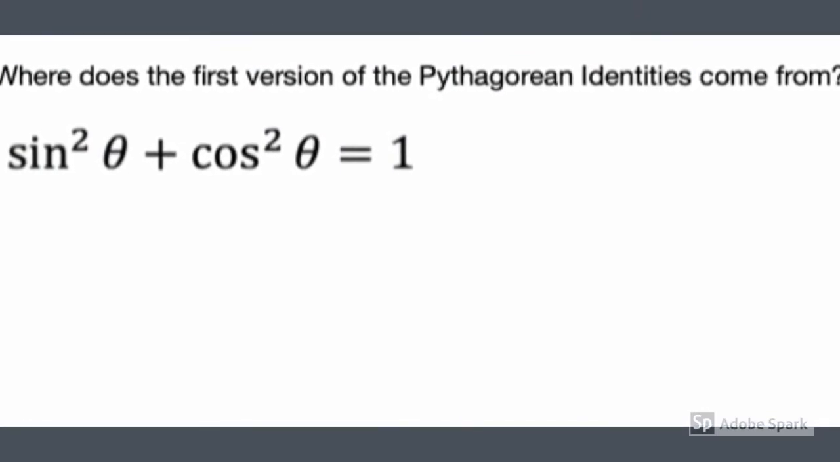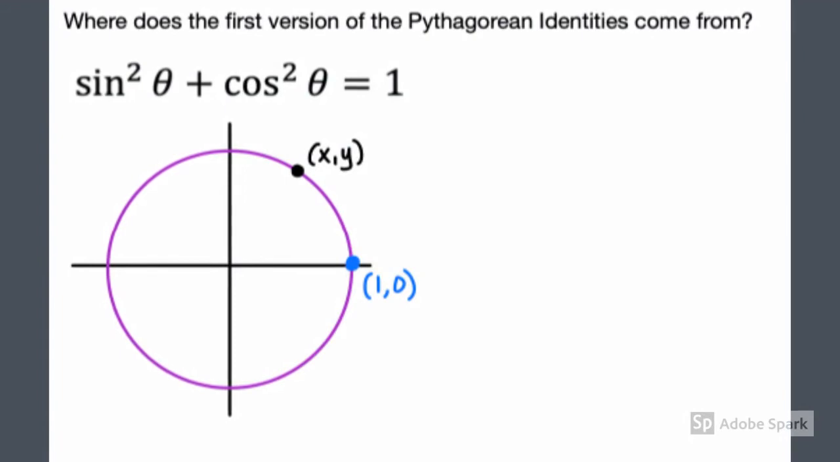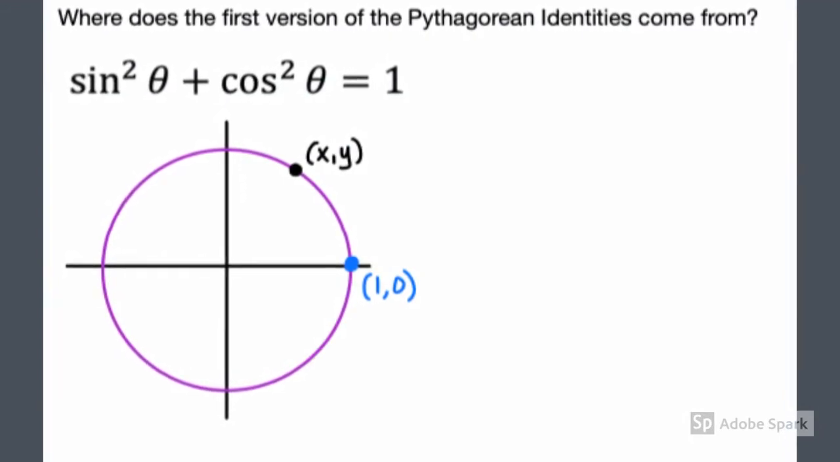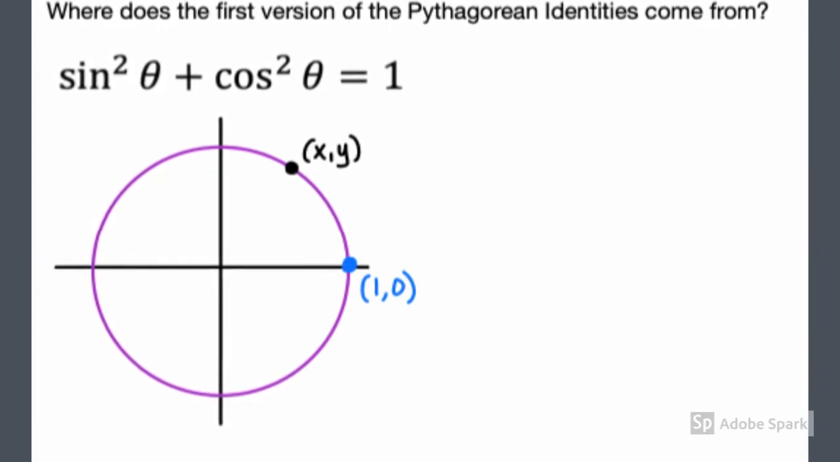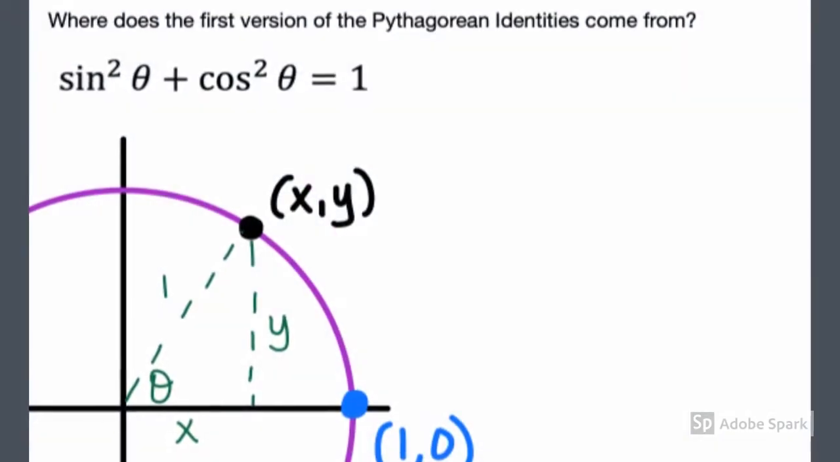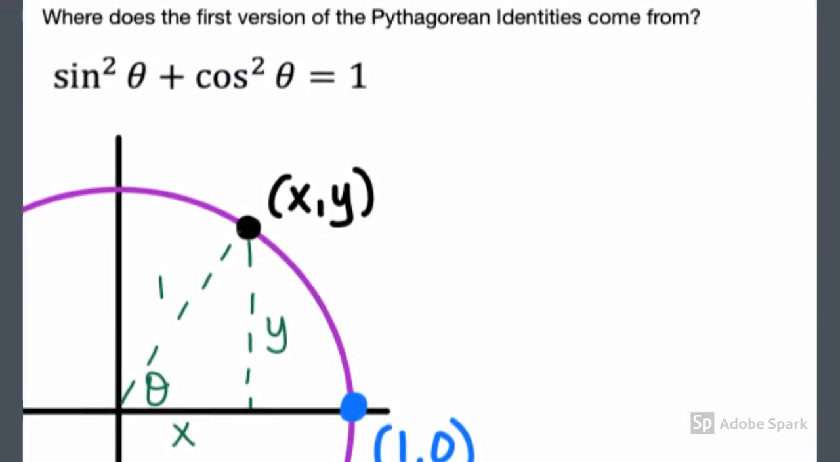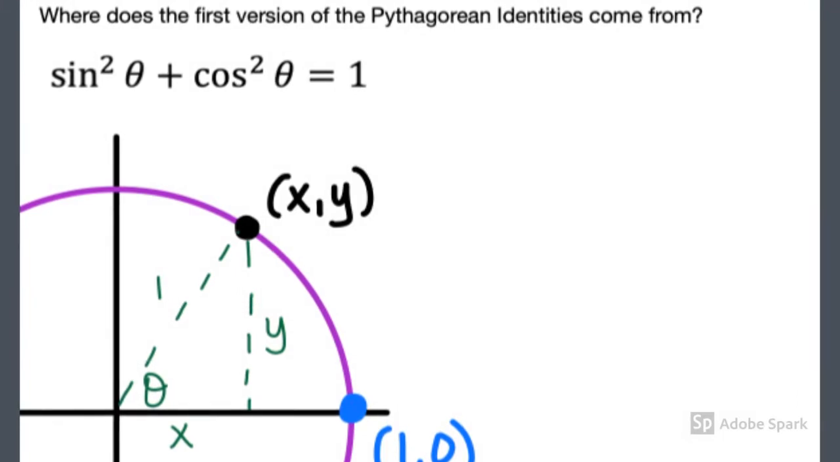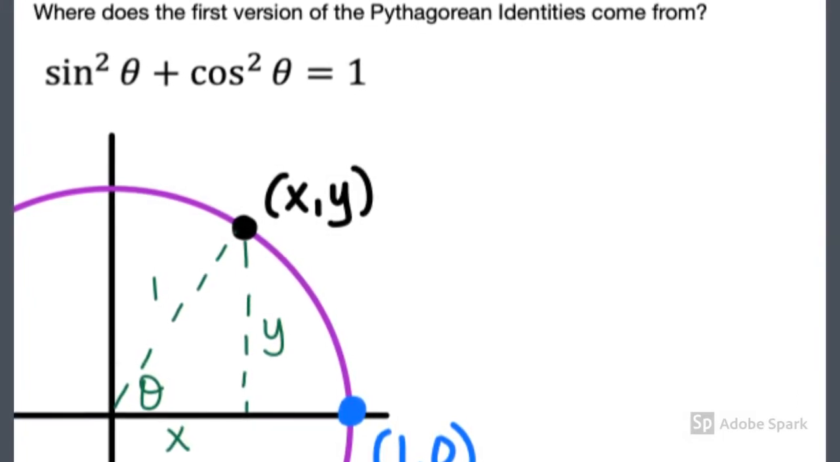Now, where does this Pythagorean identity come from? To figure this out, we're going to imagine a circle with a radius of 1, or a unit circle, and a point called xy drawn anywhere on the circle. I drew it in the first quadrant, but it doesn't have to be. I zoomed in on that point a little bit, and I drew a dotted line that connects the origin to that point. Then I dropped a line straight down from the point to the x-axis to make a little triangle.